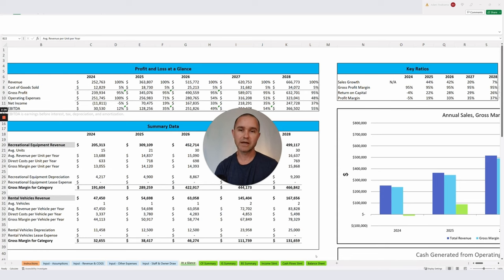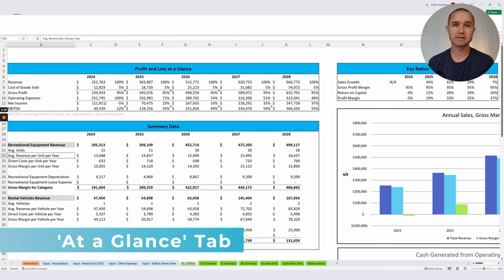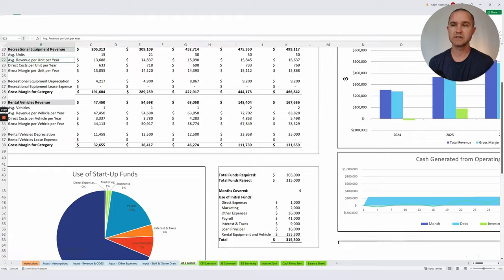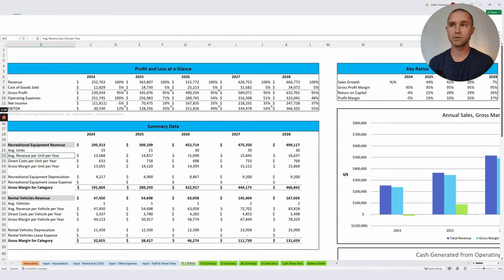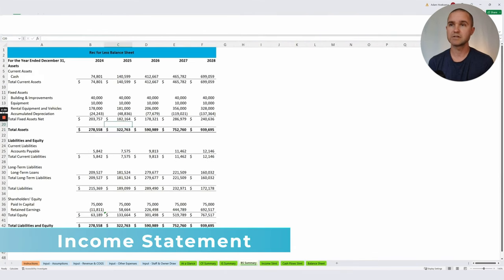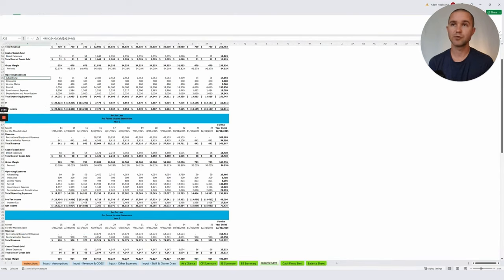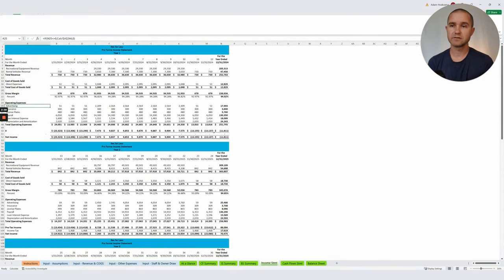So with that, let's go ahead and dive into how this works. We're going to start here on the At a Glance tab, and this is at the end of the process. Once you've filled out the entire model, you'll get a number of different charts and graphs and tables that you'll be able to pull into a business plan or into a pitch deck. You're also going to get a cash flow summary, an income statement summary for 5 years, and a balance sheet summary, as well as the income statement, cash flow, and balance sheet all broken down by month for each of the 5 years. So you get that monthly level detail as well as annual summaries.